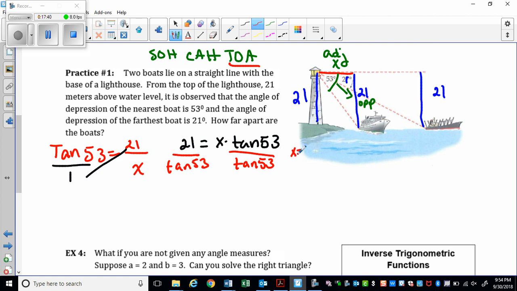And this x is going to equal whatever 21 divided by tangent of 53 is. So let's plug it in our calculator. 21 divided by tangent of 53. And that looks like it's about 15.825. That 4, 6 rounds that up to a 5. Okay, so this right here is 15 feet.